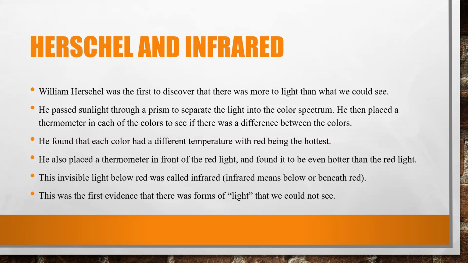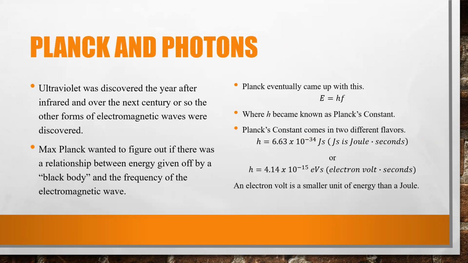And that eventually became known as infrared, where infra means below or beneath. And so he was the first one to determine that there was more to light than what we could see. Now, over the next 100 years, other electromagnetic waves were discovered. Actually, ultraviolet was discovered the year after by using a chemical process.